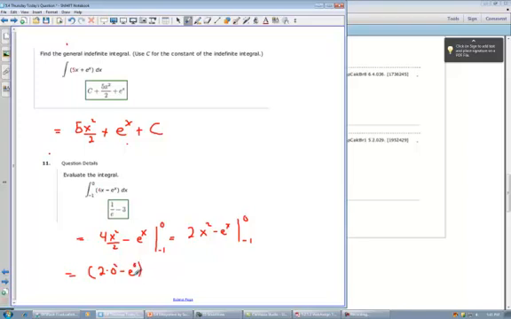Now here you have to be careful, right? E to the 0 is not 0. It's actually 1, although this is 0 there. Minus, now plug in -1. So 2 times -1 squared minus e to the -1.